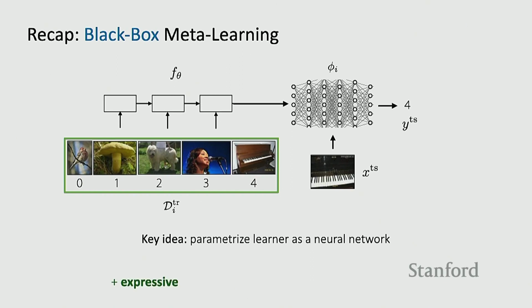This was great in the sense that it's a very expressive process. You can represent many learning procedures, and the downside is that it's a fairly challenging optimization problem, and this might be something that you're finding in homework 1.